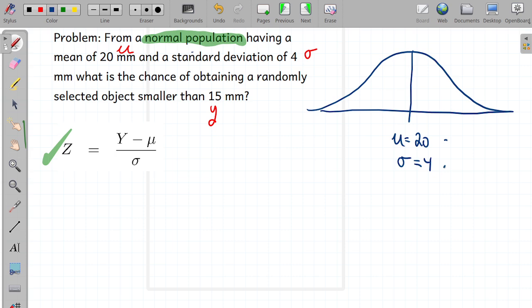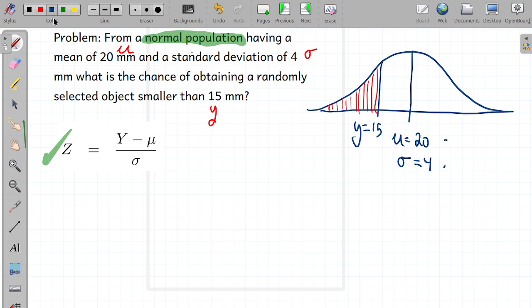Now, we are interested in what is the chance of obtaining a randomly selected object smaller than 15 millimeters. Well, 15 millimeters is smaller than 20, so that's got to be over on this side. So we'll write this as y is equal to 15, and the probability, in other words, the area that we're interested in, I'll use red for this, is this region here. This is where we're going to get the answer to our question.